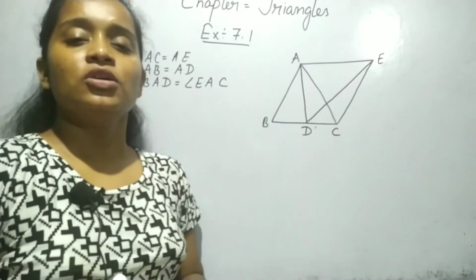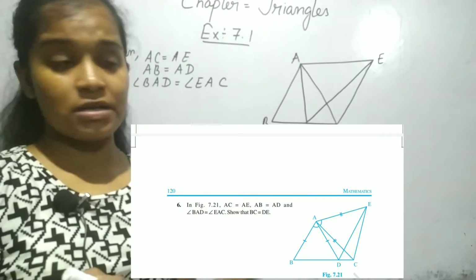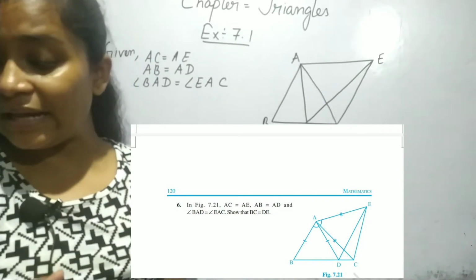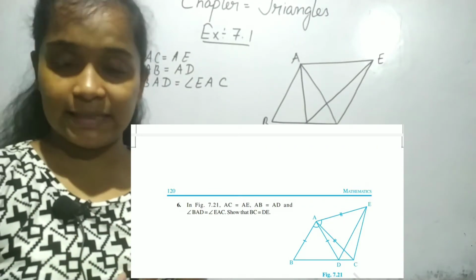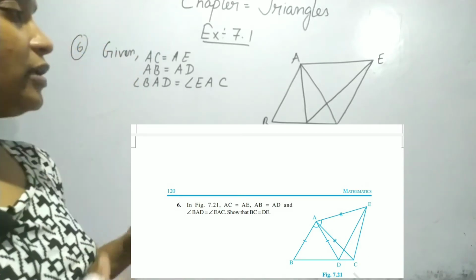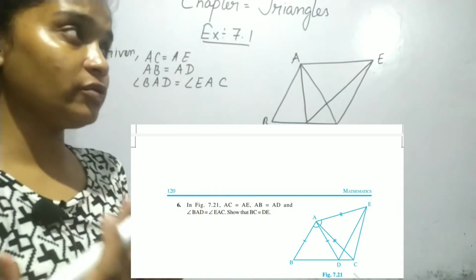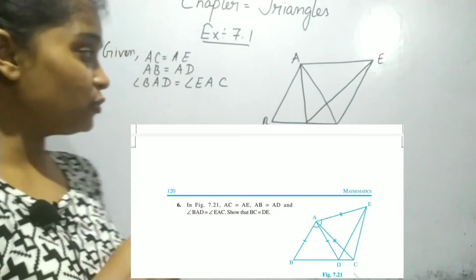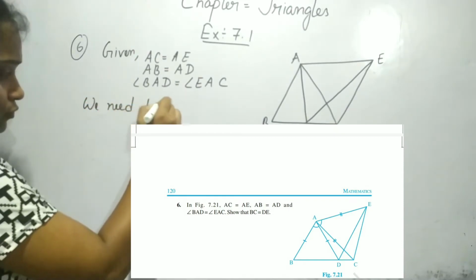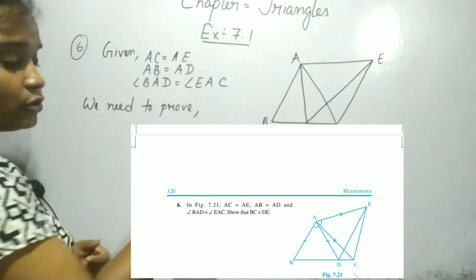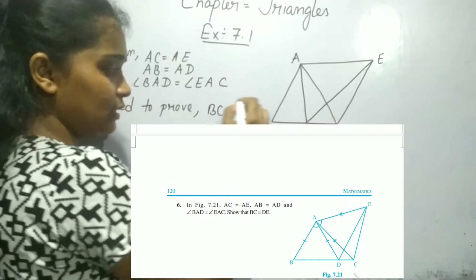Okay, so the next question is question number 6. They are given in figure 7.21, that is this. AC equals AE, AB equals AD and angle BAD equals angle EAC, so that BC equals DE. So look at here. Whenever we are going to show something equal, what do we need to prove? BC equals DE.